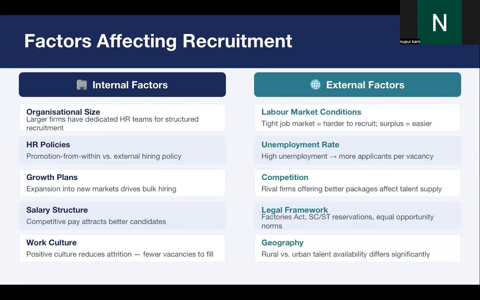There are two factors, internal factors and external factors. Internal factors are organization size, HR policies, growth plans, salary structure, and work culture.